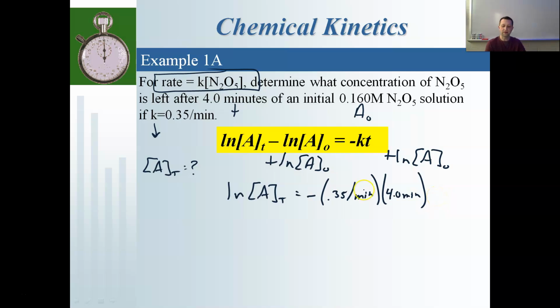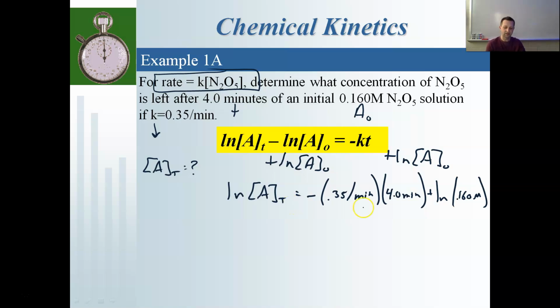It's very important that you look at your unit on k and look at your unit on time and make sure they match. So both of those are a unit of minutes there, or per minute and minute, so that's going to cancel, and that's good. Plus natural log of A sub 0, which was 0.16 molar. Okay, so I could plug all this into my calculator, which is what I would do. Type in negative 0.35 times 4 plus natural log of 0.16, and you're going to get some number for that. And then you want to undo your natural log here.